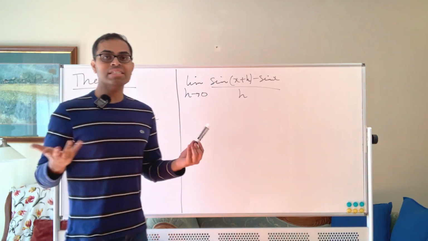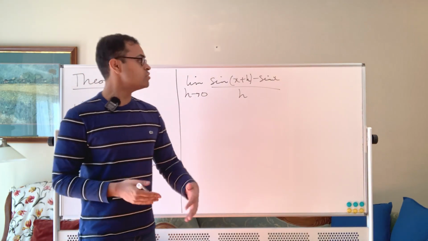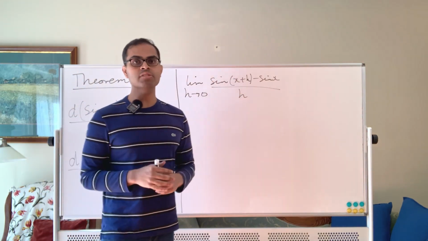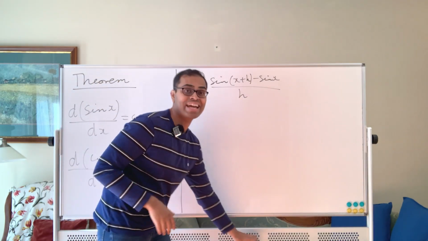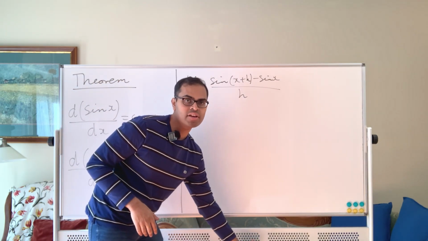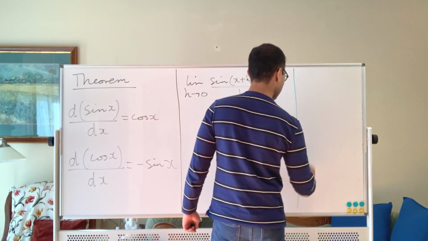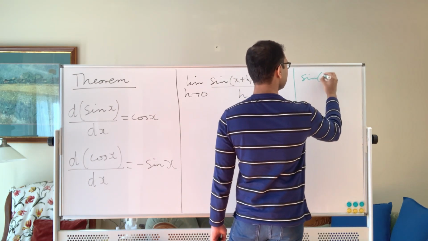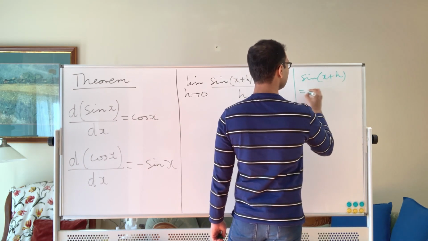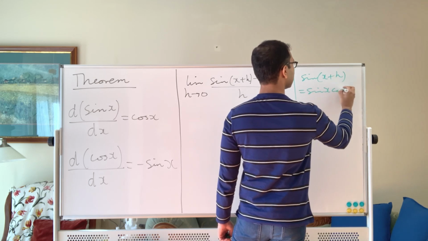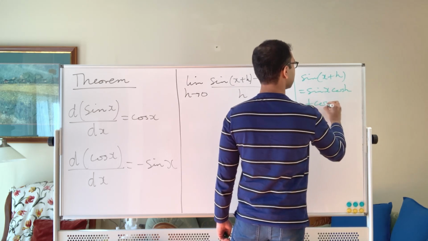Now the cool thing about sine is that it has these nice properties with respect to addition. So sine of x plus h can be figured out. This is a trig identity. Okay, so what is sine of x plus h going to be? Well, I'm just going to write this on this side of the board. This is a trig identity. Sine of x plus h is going to equal sine x cosine h plus cosine x sine h.